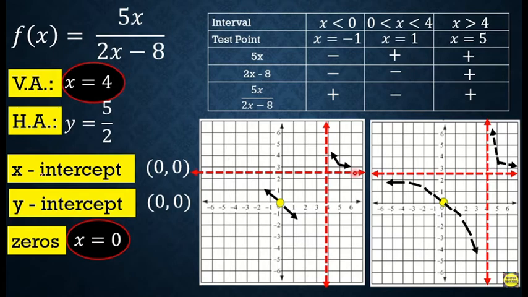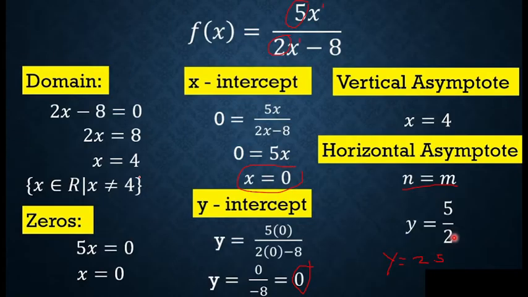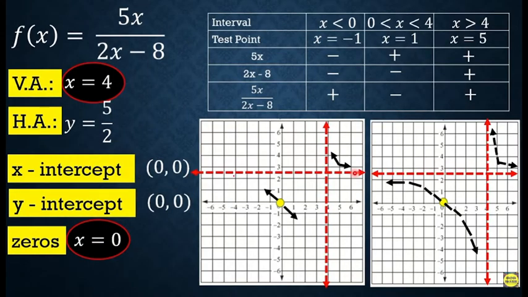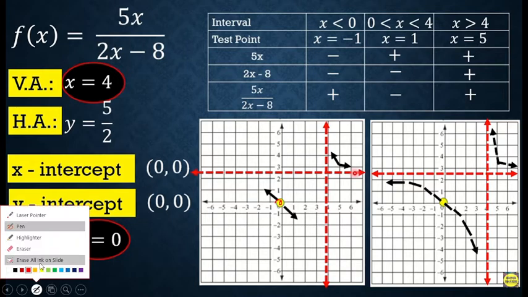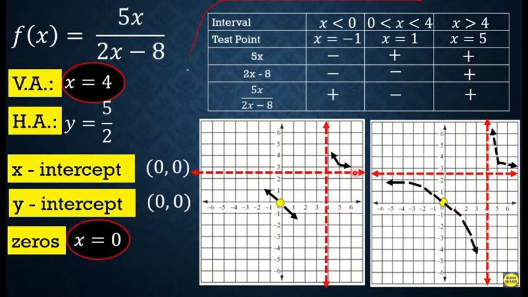Then, in the x-intercept, it's just 0, so 0 and 0. This is our x-intercept. Then the y-intercept, 0 and 0. And the zeros, x is equal to 0. Okay? So by writing the set interval and sign notation, the sign table.